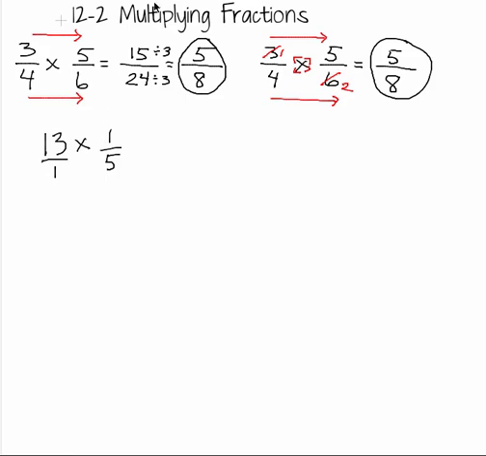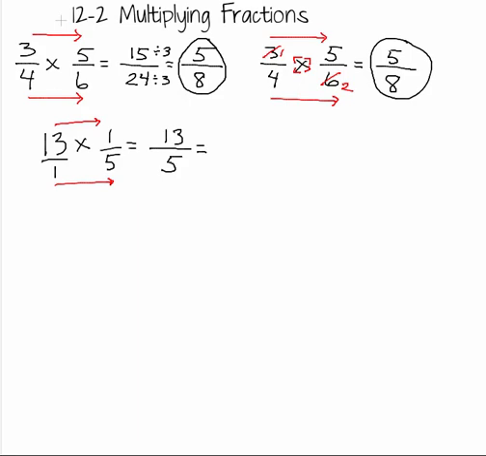Now I can go ahead and multiply. Oh, I should check. Is there any cross-reducing? No, there's nothing that goes into 13 and 5 evenly. And the 1s are already as low as they could be. Couldn't be any easier to multiply. 13 times 1 is 13, and 5 times 1 is 5. Now, you can't leave it like this. I know you remember this.